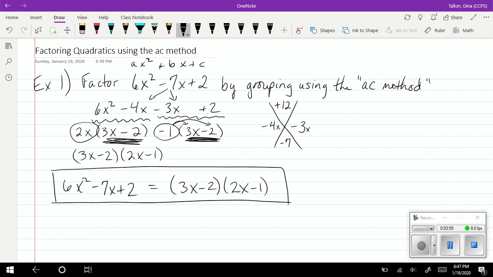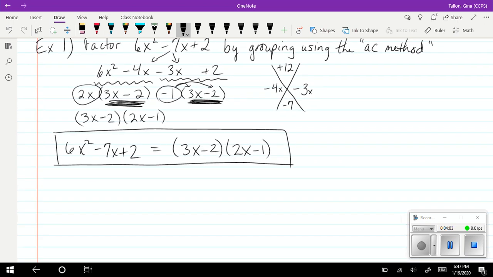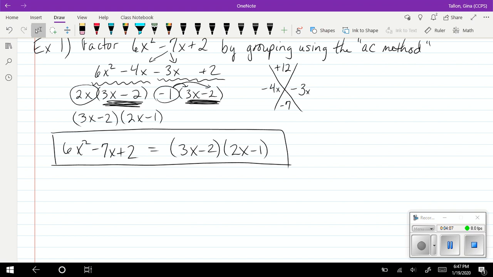Now some of you might ask, well, how did you know to put the negative 4x before the negative 3x? And I'm going to show you that it really doesn't matter. So I'm going to start with my 6x squared again, but instead of putting minus 4x minus 3x, I'm going to go backwards and say minus 3x minus 4x, and still a plus 2 on the end.